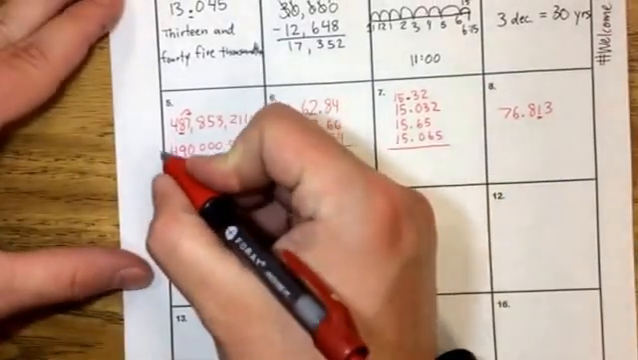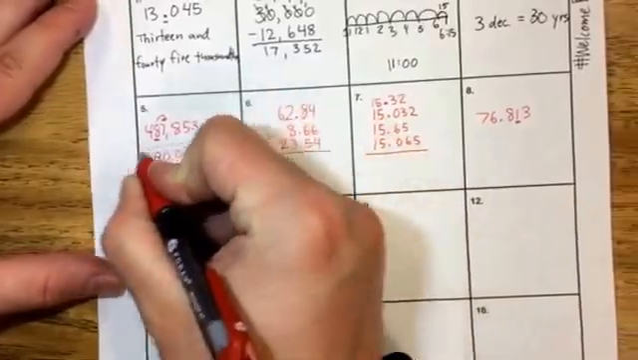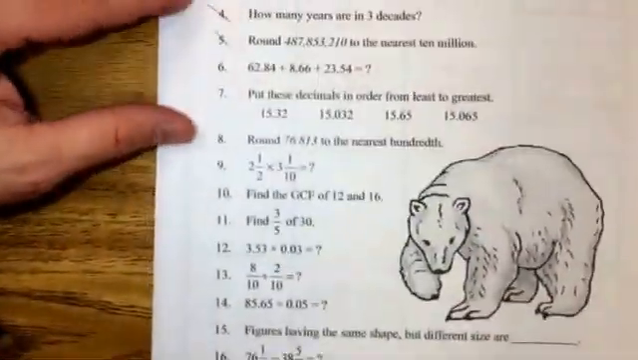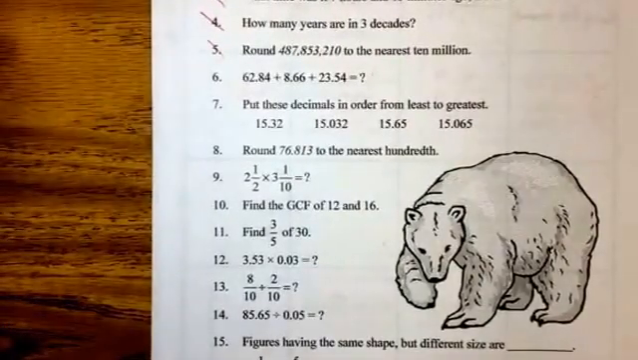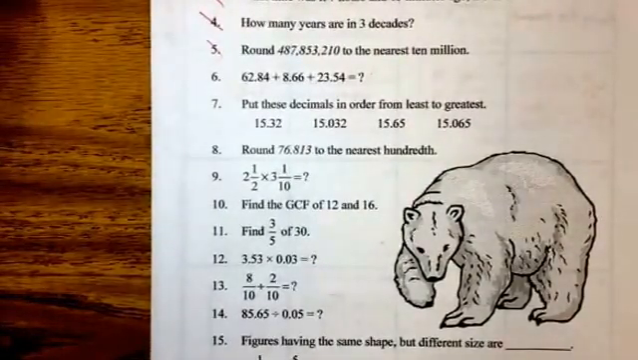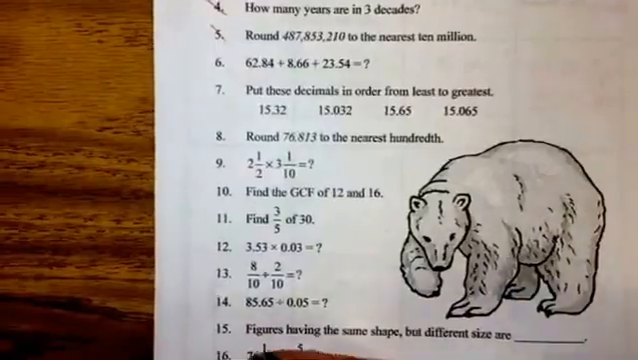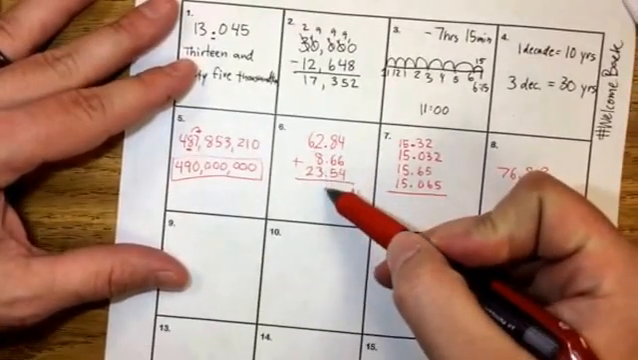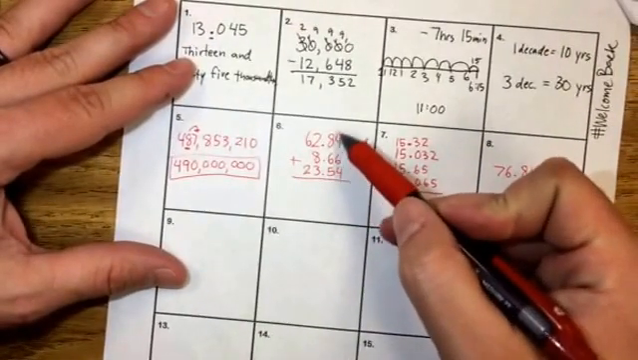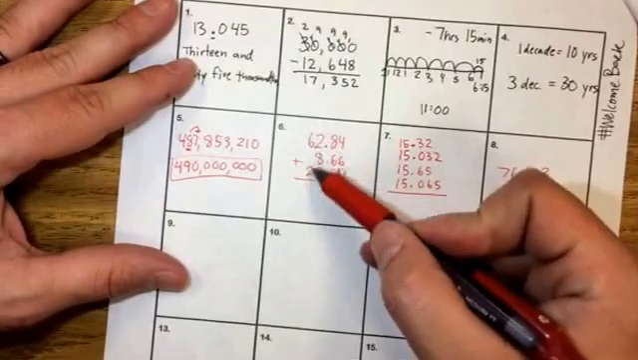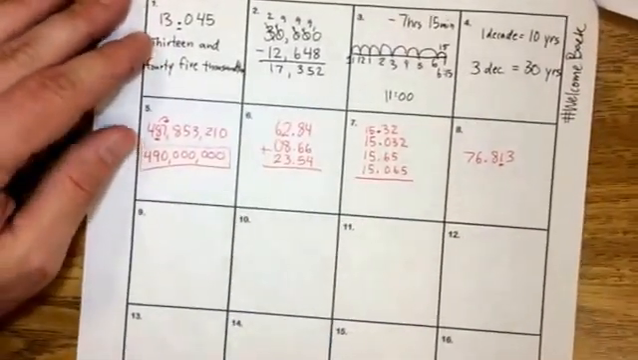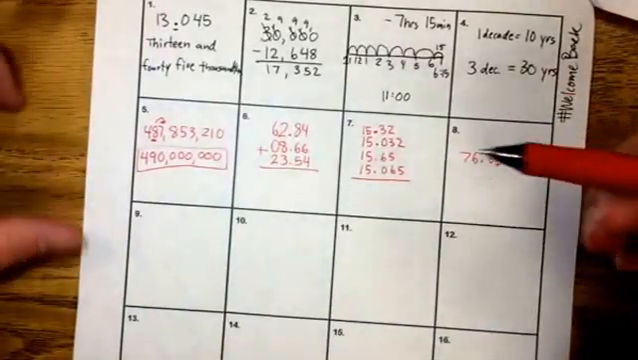Now, in problem number 6, they want us to take a look at 6 and 84 hundredths plus 8 and 66 hundredths plus 23 and 54 hundredths. The key to adding decimals is that you must always line your decimal up and then make sure that your place values are lined up as well. I can even put in a 0 if I would like, just to help myself remember that there is nothing there as a placeholder.